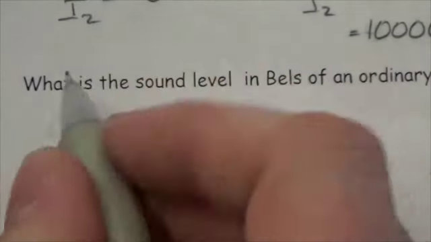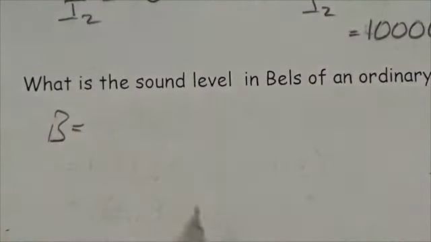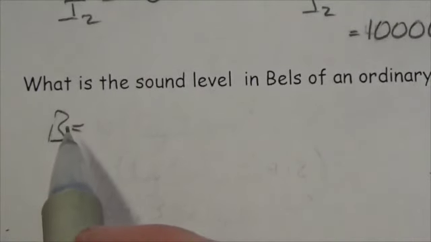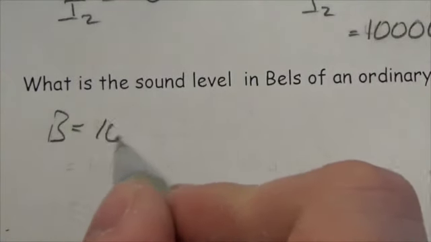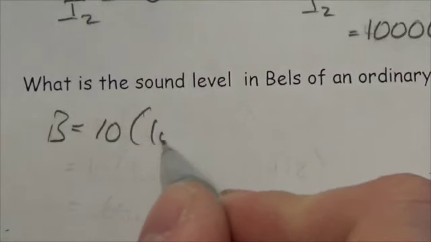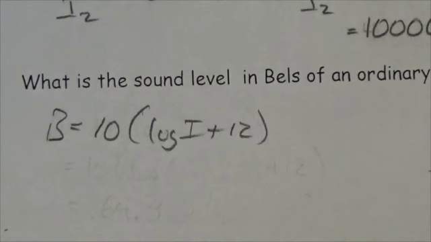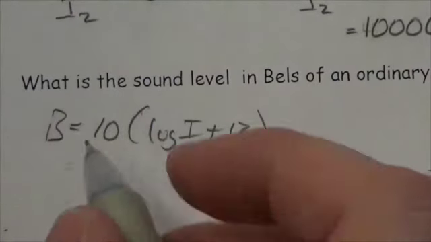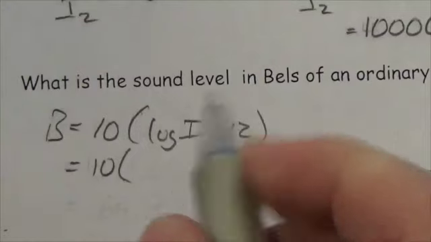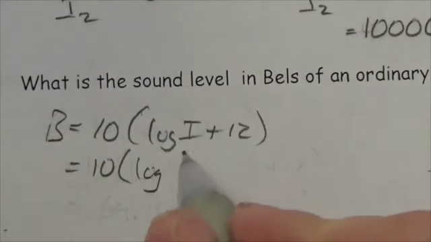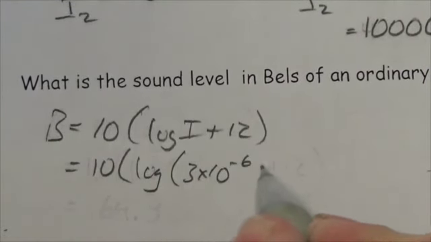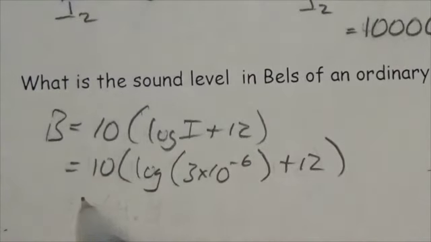So we're going to use our equation here. Now remember, this is the magnitude, the sound level. It's going to be 10 times the log of I plus 12. Now this is going to give us the answer in decibels, and that's okay. We'll convert that to bells in just a couple seconds. But I'm going to enter this in, and this will be 10 times the log of 3 times 10 to the negative 6, plus 12.